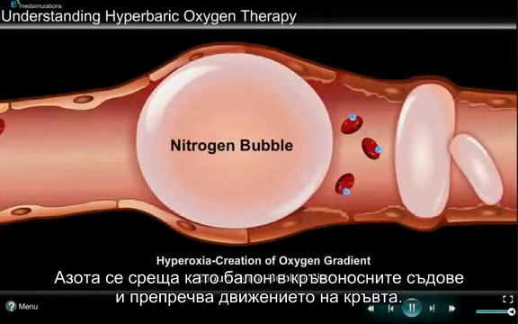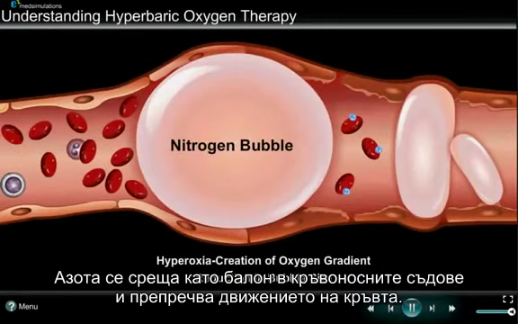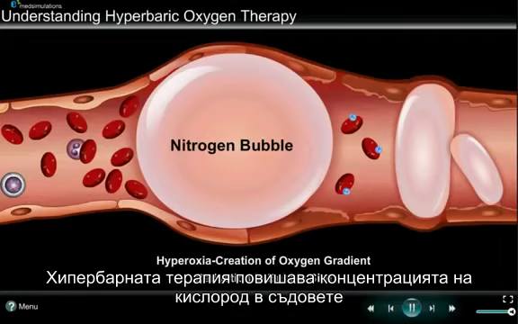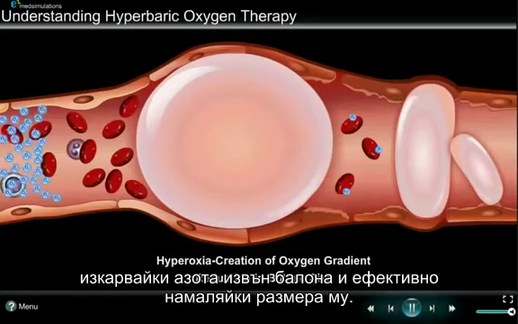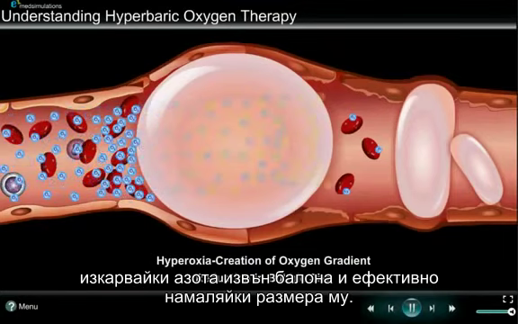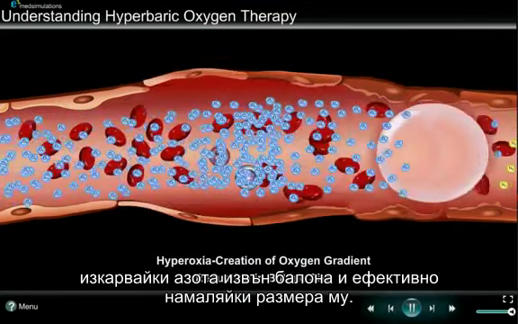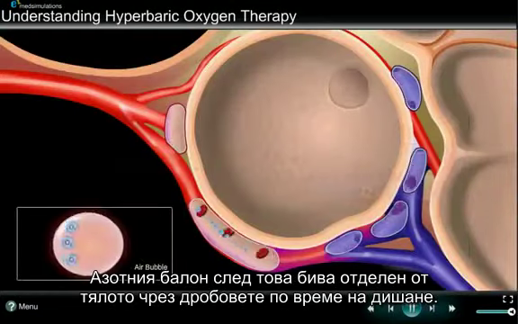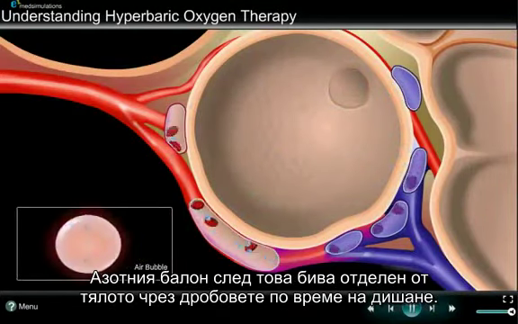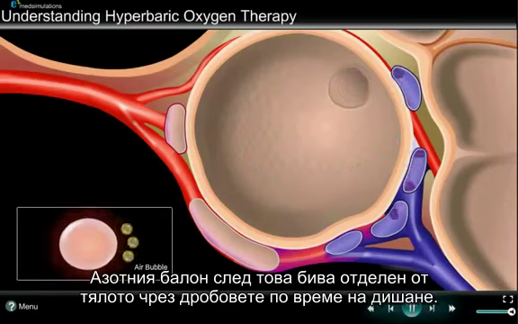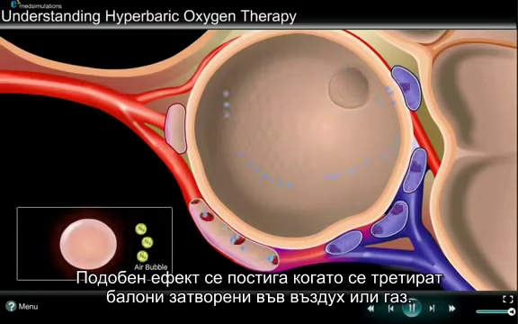Nitrogen appears as a bubble in your blood vessels and obstructs the movement of blood and its components. Hyperbaric therapy increases the oxygen concentration in the blood vessels, forcing the nitrogen out of the bubble and effectively reducing its size. The nitrogen bubble is then eradicated from the body through the lungs during breathing. A similar effect is obtained when treating bubbles present in an air or gas embolism.